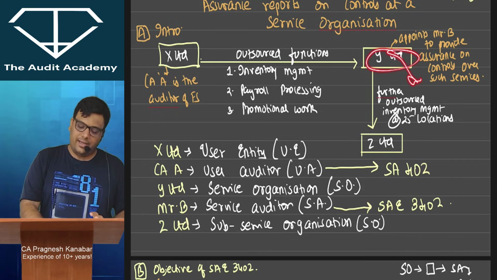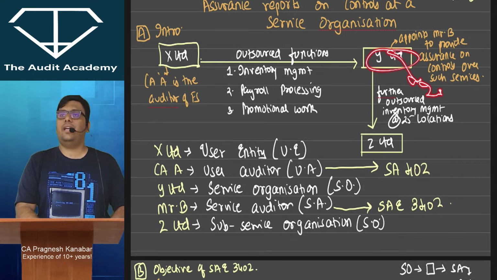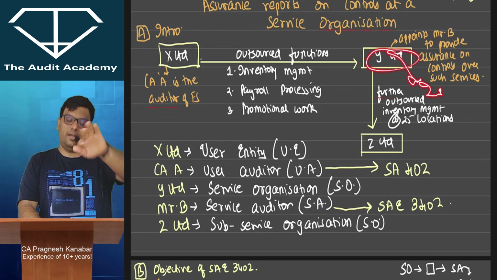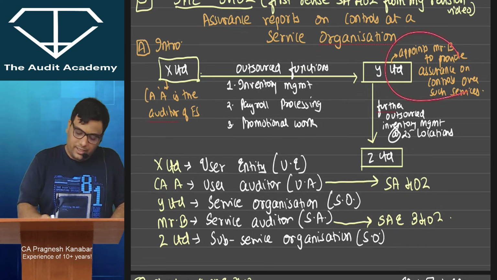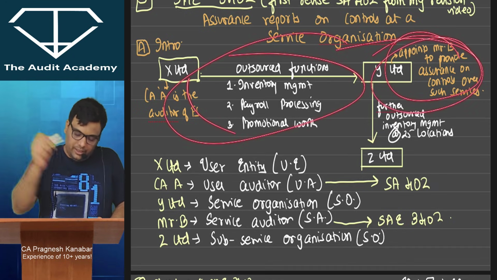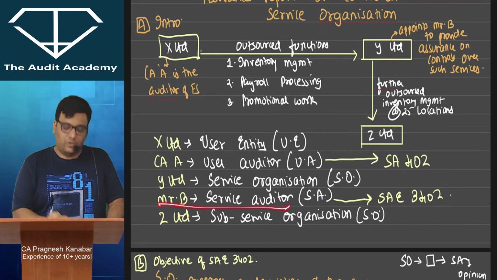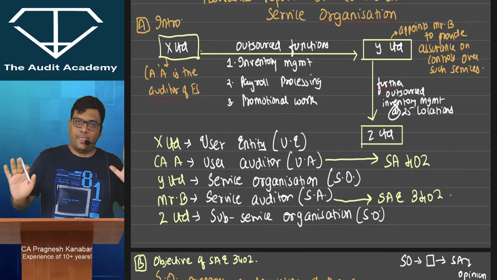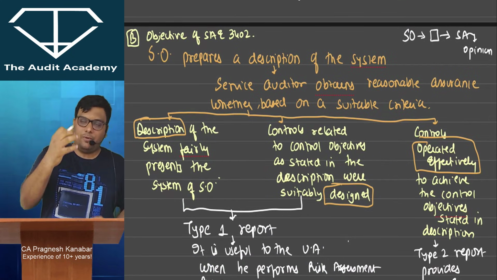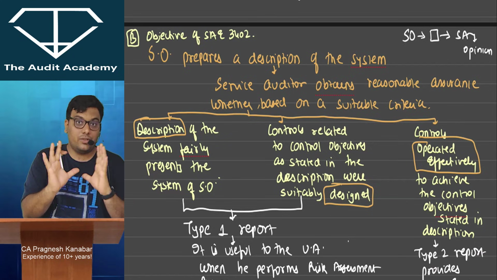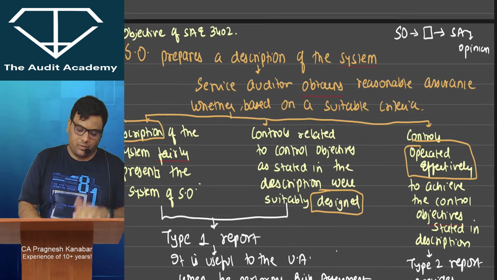If Y Limited has separately appointed an internal auditor just to provide assurance on all the controls of Y Limited, then that is not SAE 3402. Am I clear with this? Only this character, this whole story is SAE 3402, where you are going to play the role of Mr. B. Now I'm clear. Now we'll go fast. But you need to understand practically what is going to happen over here. Then I can go fast.